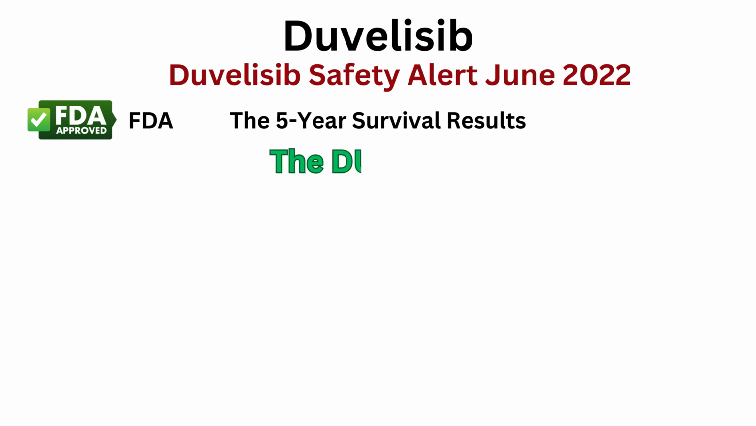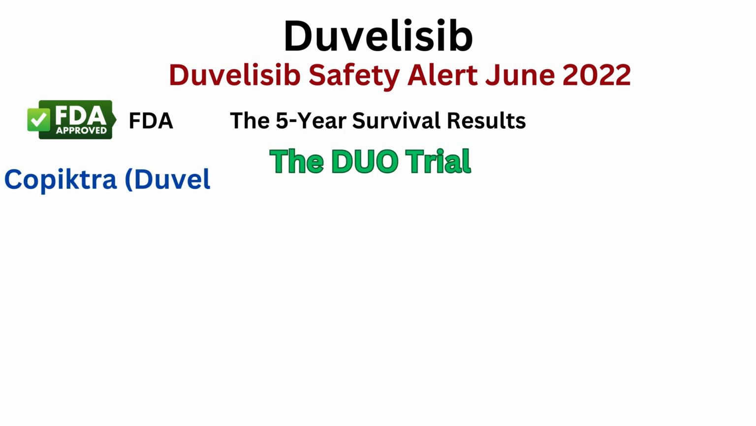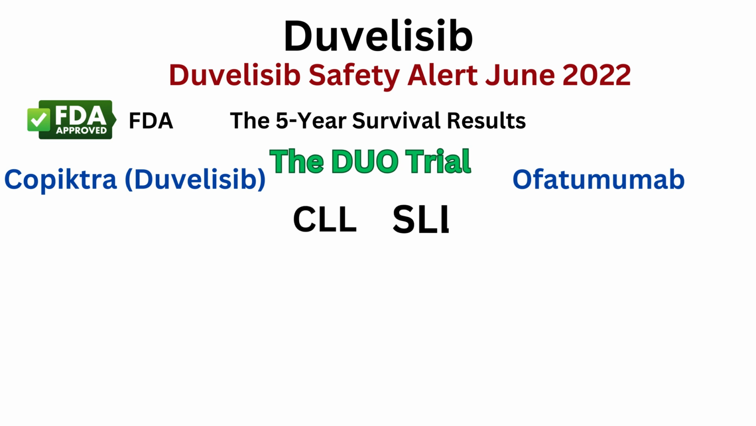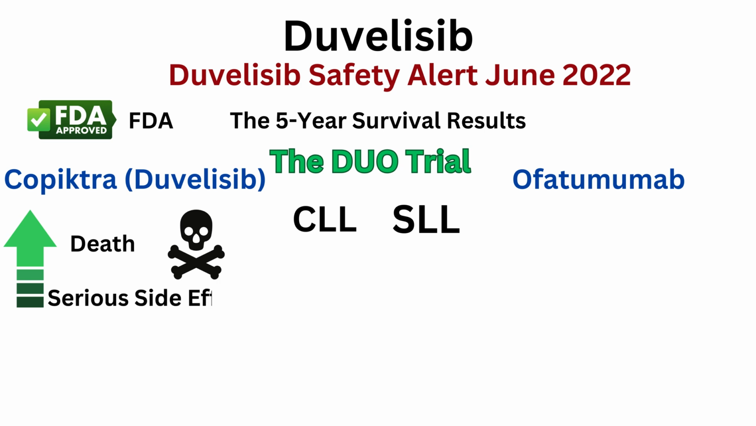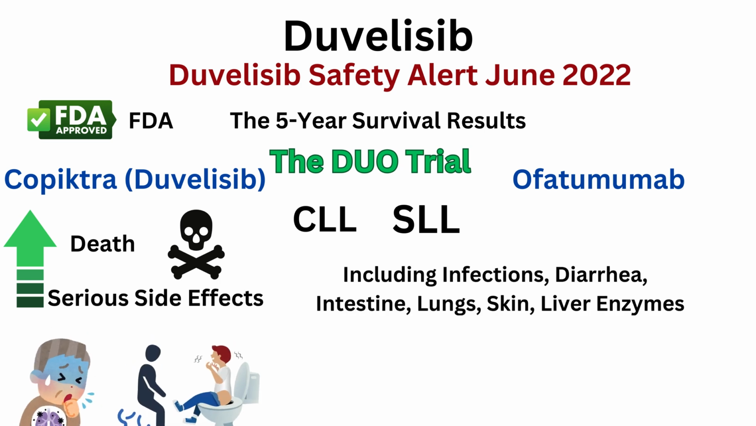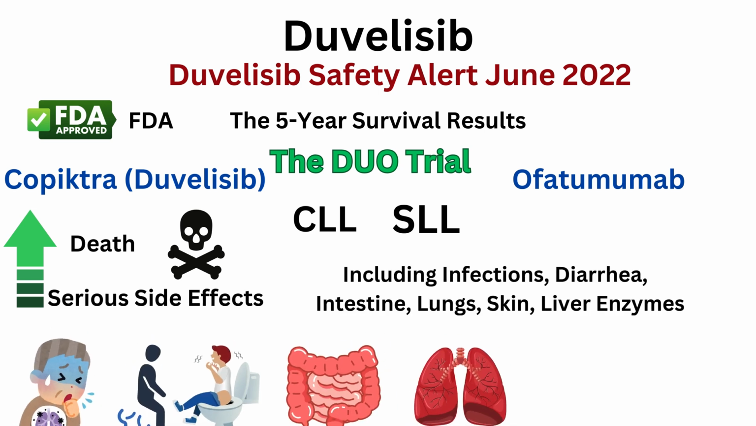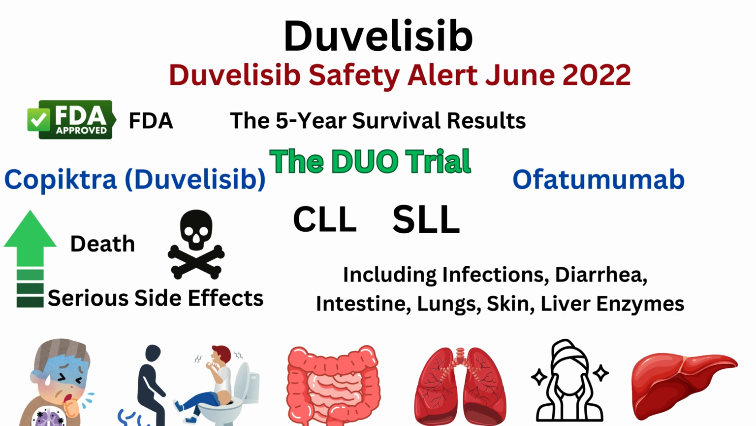Duvelisib Safety Alert, June 2022. The FDA is alerting patients and healthcare providers that the 5-year survival results from the DUO trial comparing Duvelisib and ofatumumab for the treatment of chronic lymphocytic leukemia and small lymphocytic lymphoma found Duvelisib was associated with a possible increased risk of death and a higher risk of serious side effects including infections, diarrhea, inflammation of the intestines and lungs, skin reactions, and elevated liver enzymes.